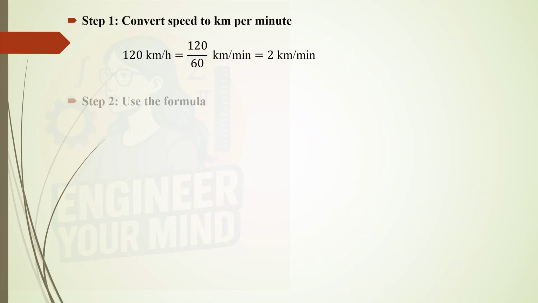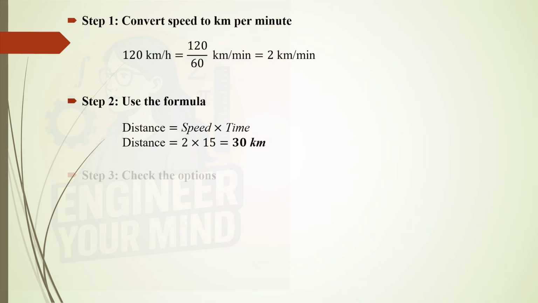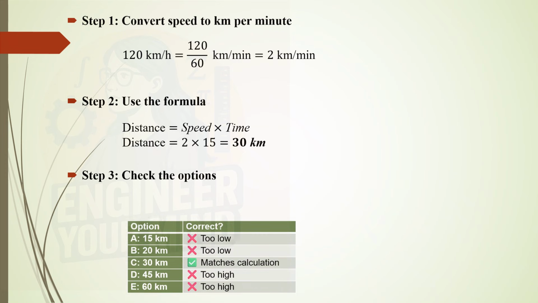Step 2. Multiply speed by time. Distance equals speed times time. Speed is 2 kilometers per minute, time is 15 minutes. Distance equals 2 times 15, which equals 30 kilometers.